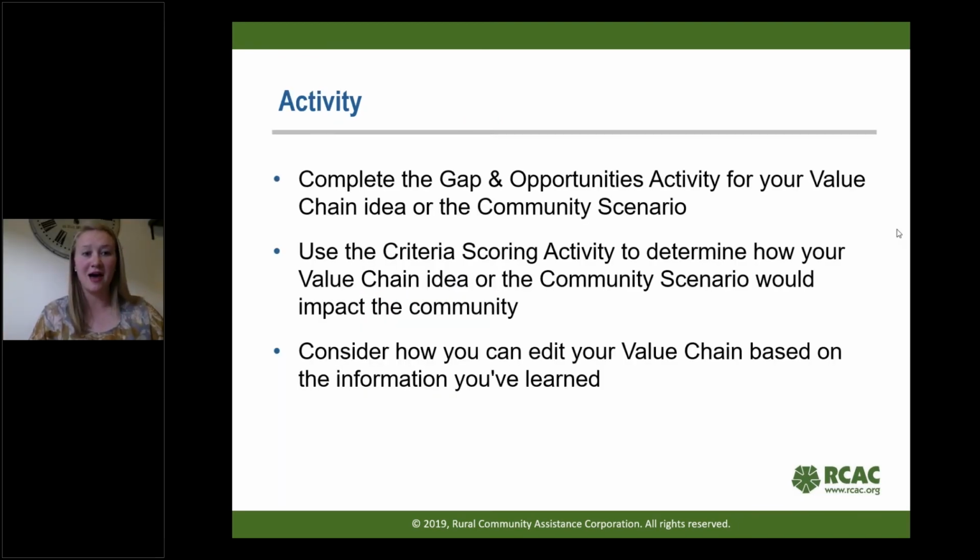The Module 5 activities are to complete the Gaps and Opportunities activity for your value chain or the community scenario, use the criteria scoring activity to determine how your value chain or the community scenario would impact the community, and consider how you can edit your value chain based on the information you've learned. Please be prepared to discuss these activities during your community's online interactive session.